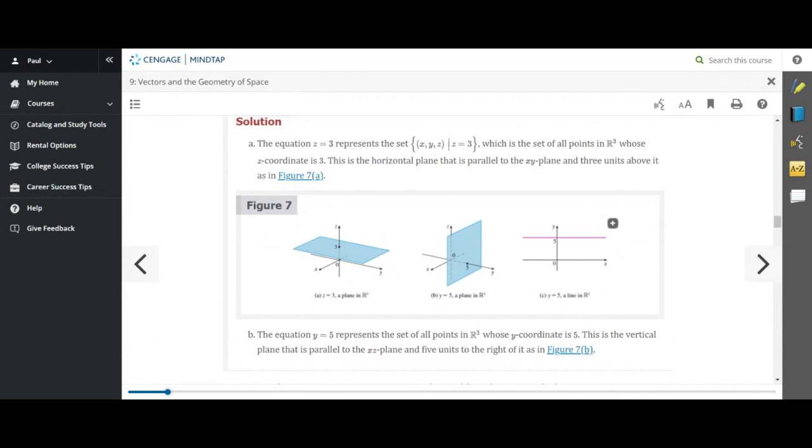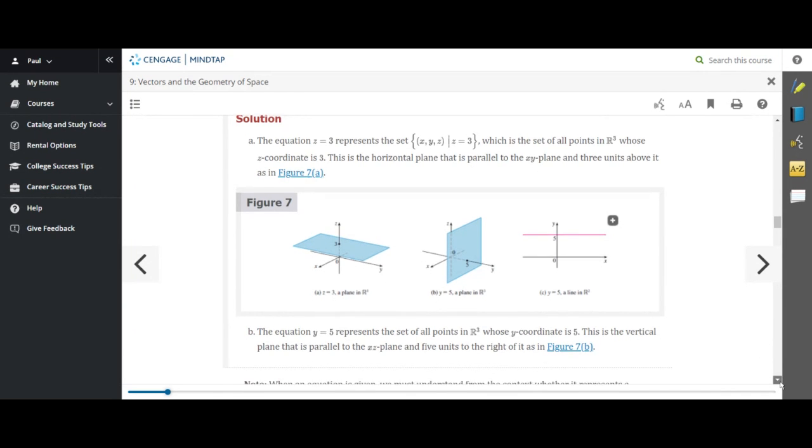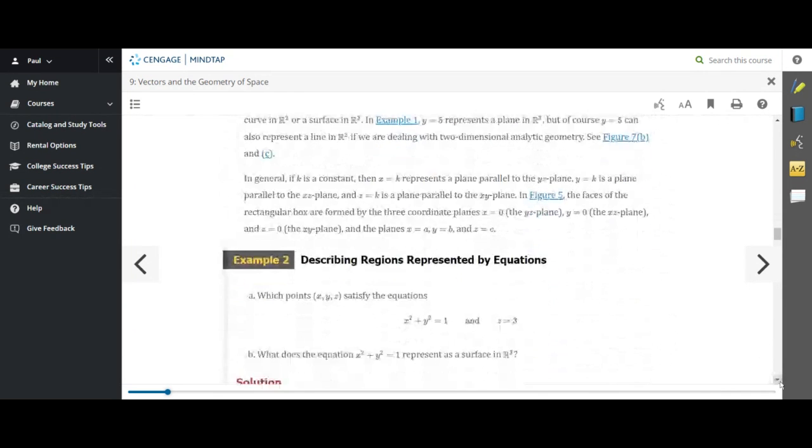Are there any questions on that? Okay, so you have to start thinking three-dimensionally. And that's good because, in life, phenomena usually occur in three-dimensional space, right? All right, let's look a little bit more here.